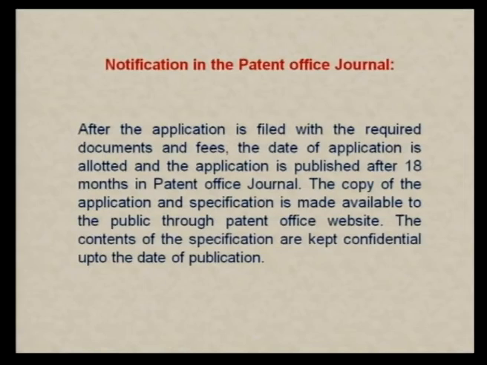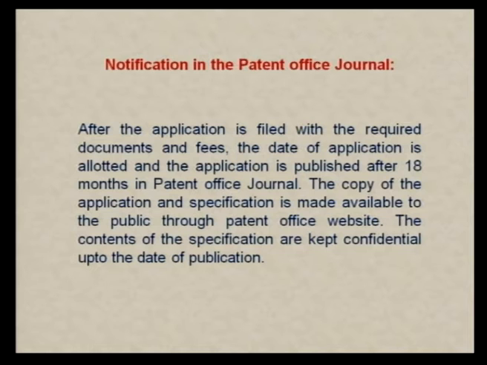After filing the complete specification, there will be a notification in the Patent Office Journal. You have filed a complete specification. Then, after the application is filed with the required document and fees, the date of application is allotted. Your date of application will be allotted and the application is published after 18 months. The time is very, very important. After 18 months in the Patent Office Journal. There is a Patent Office Journal where it will be published.